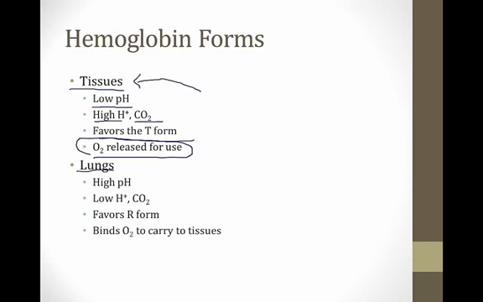In the lungs, you have the opposite conditions. You have a high pH. This means there's a low concentration of hydrogen ions and a low concentration of carbon dioxide. This favors that R form, and this helps to bind oxygen to carry it to the tissues.